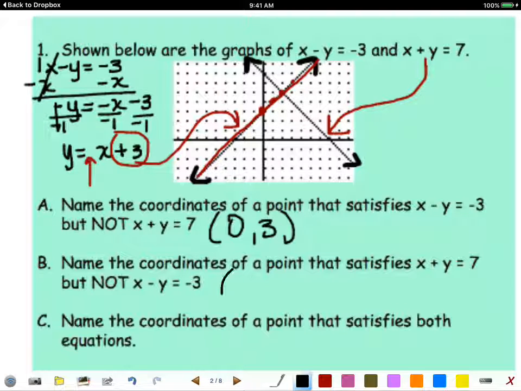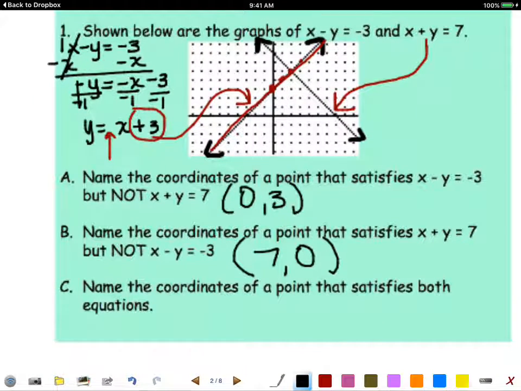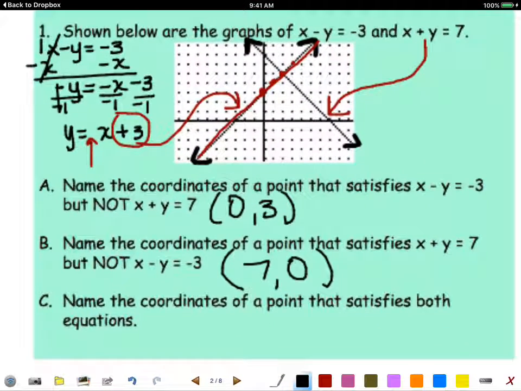7, 0. Very good. 7, 0. There's tons of them, okay? Any of them on there. Now name coordinates that satisfy both equations. How many options do we have here? 1. There is only one coordinate that satisfies both equations.